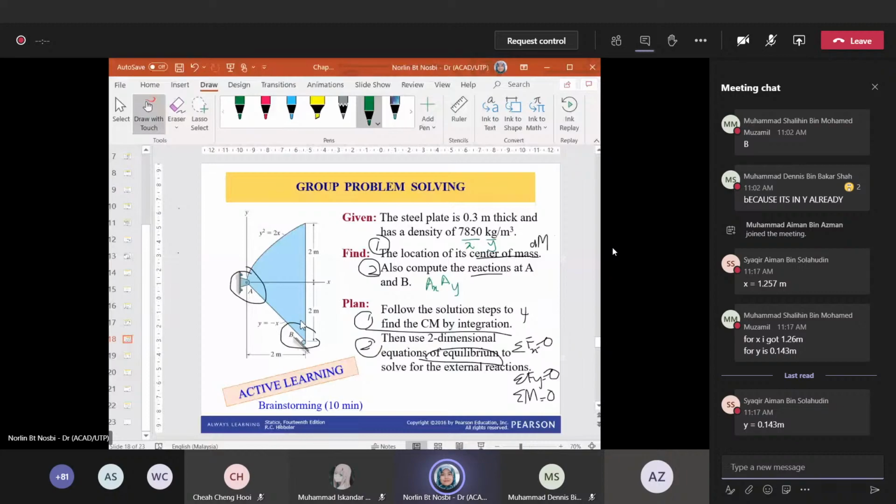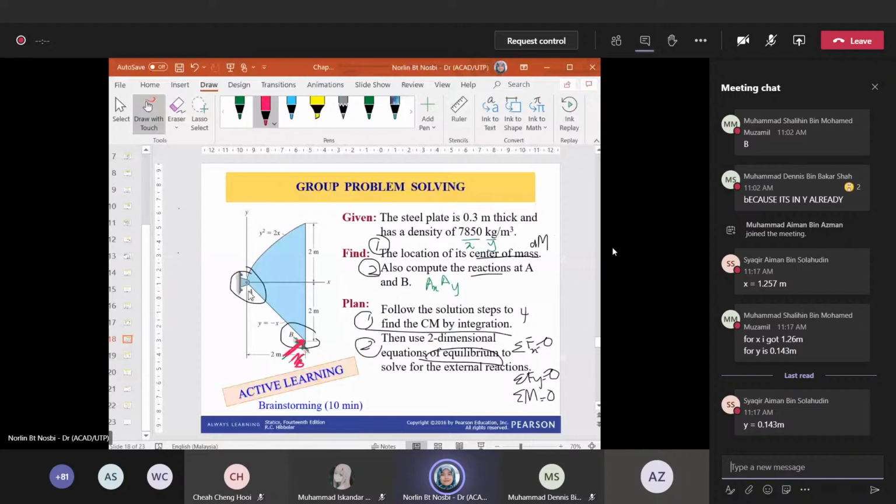So for B, there's only one force because it is a roller. So it would be in this direction. So it would be NB. Have you all remembered? This one. For roller, there's only one direction. So it would be NB. If it is a pin like this, at point A here, there would be AX and AY. So there are two directions. It would be AX and AY.